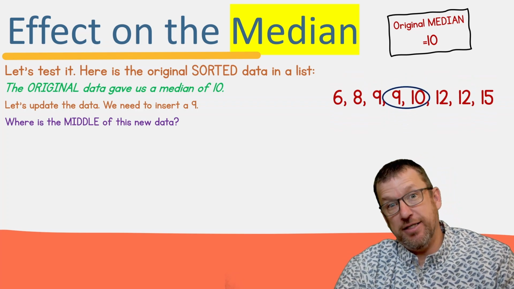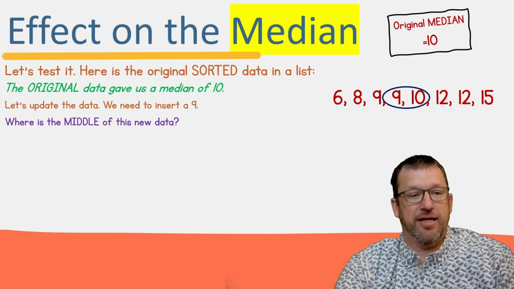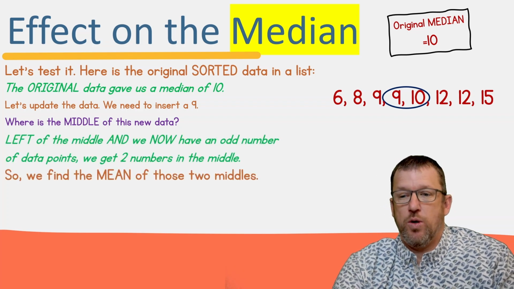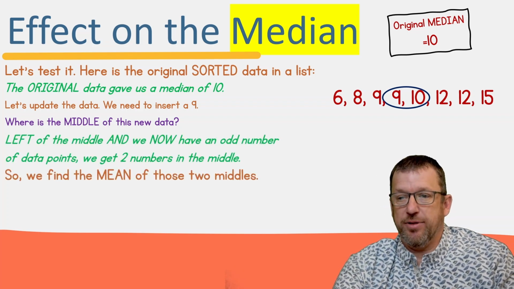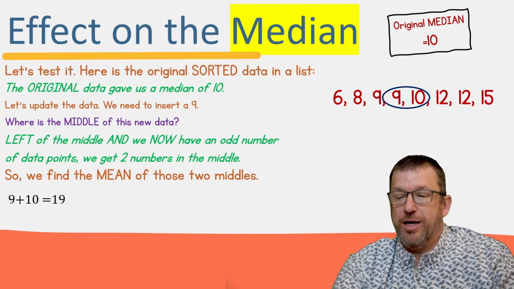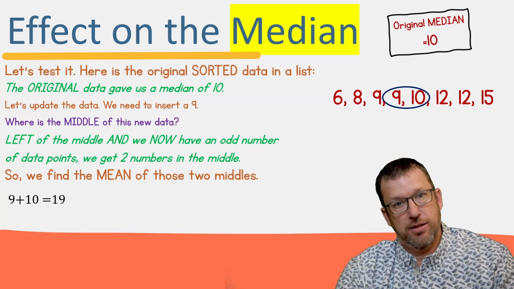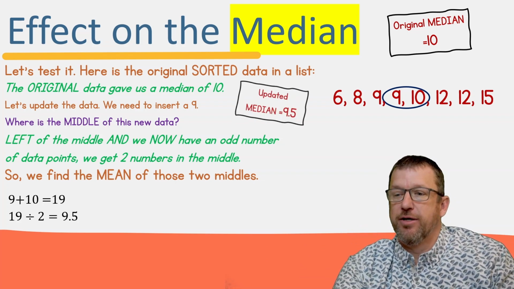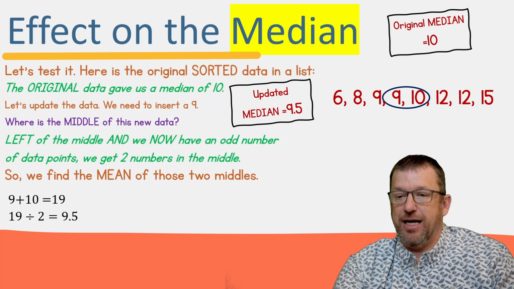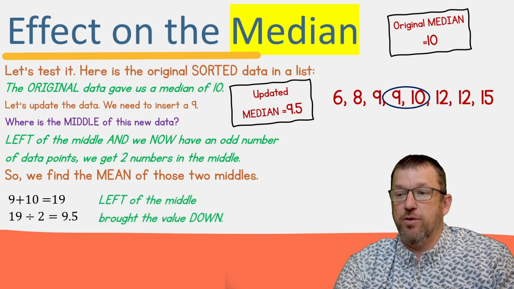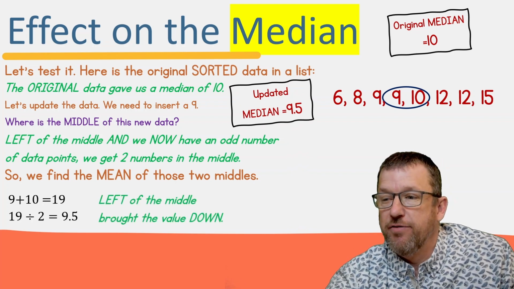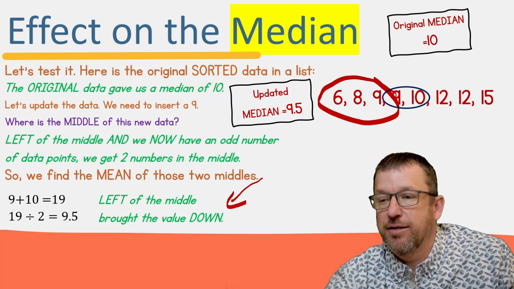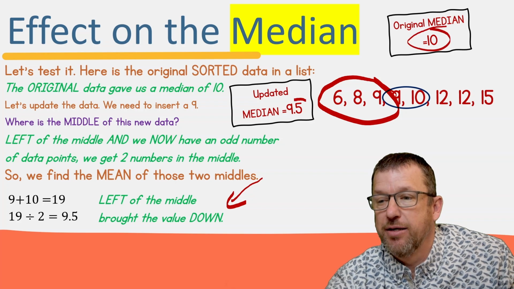Well, we have two pieces of data in the middle. When you have two pieces of data in the middle, you have to find the mean, or the average, of those two. You add them up. What is 9 plus 10? We get 19. How many data points? Two. So we divide that number by 2 and we get 9.5. So our updated median is 9.5. Because the new data point was left of the original median, it brought the value down. Not by a lot, but it did bring it down. We went from 10 to 9.5.